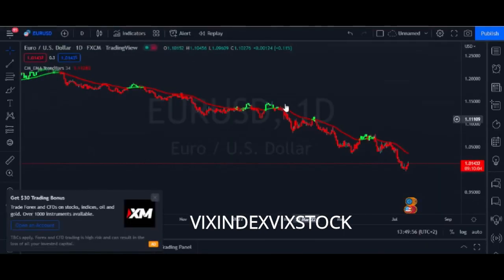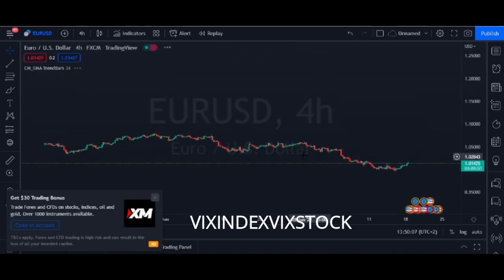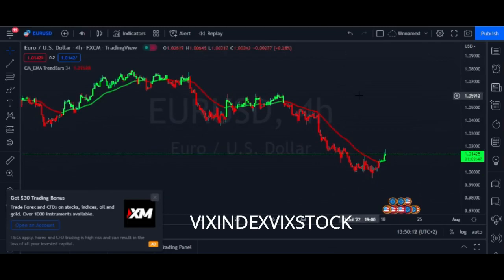By the way, if you want to test it out, this is the daily chart. If we go down to the 4 hour chart, you can see it's still printing. Here somebody could have made a lot of cash. Here somebody could have made a lot of cash. Here you could have made a lot of cash. There are situations that you are going to need to avoid, especially when you are using moving averages. You want to avoid situations like this when the market is ranging.